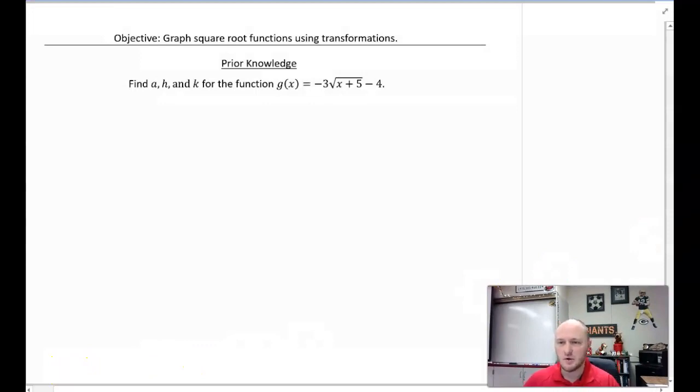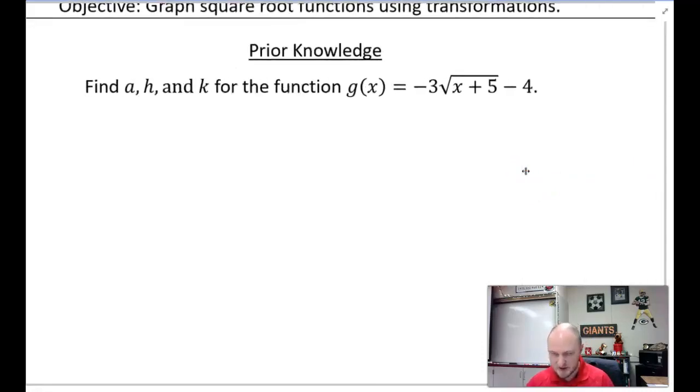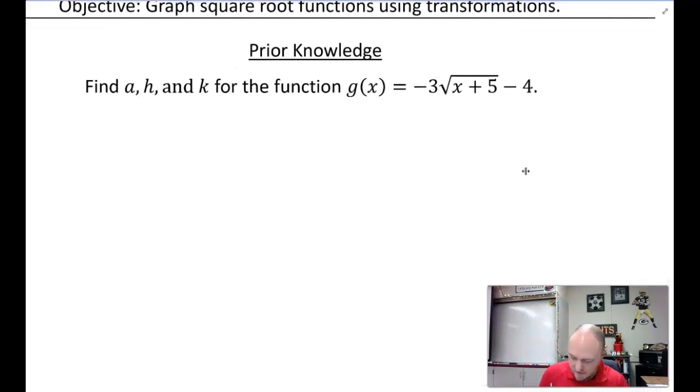Alright, so here is our prior knowledge. For my class, you may notice that this is different than your notes, so please write this function g of x into your notes: g(x) = -3 times the square root of x plus 5, minus 4. Take a second, pause the video, and try to find a, h, and k.